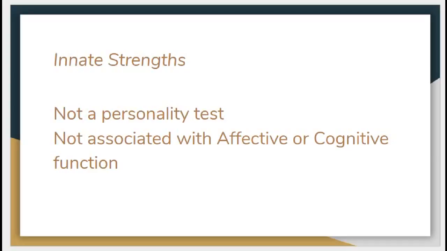And it is not associated with your affective or cognitive functions. Now, your affective are your feelings, your motivations. It's not associated with that. And your cognitive function is your intelligence. Not associated with that either. It doesn't matter how smart you are or whatever. Your Kolbe does not change. Your Kolbe still tells us how you like to do things, communicate, accomplish tasks and make decisions.